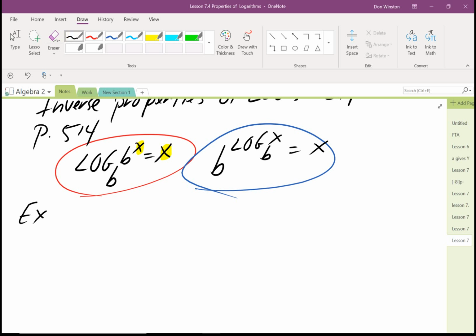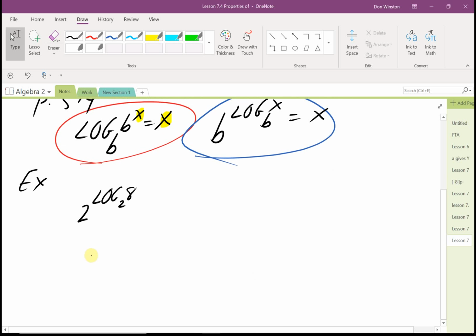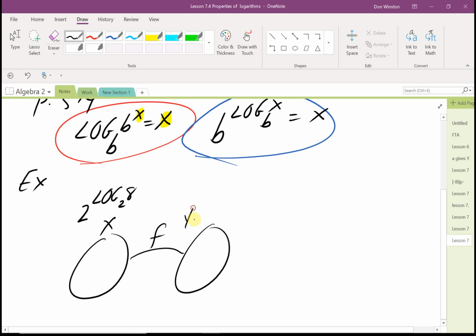So I have, just as an example, my base is 2, and I'm going to raise that to log base 2 of 8. Now, function map here. This is my x. I have some function, and that function is y equals log base 2 of x. So I'm going to start with 8. And log base 2 of 8, well, that will give me 3.